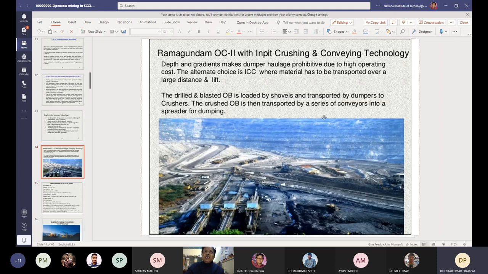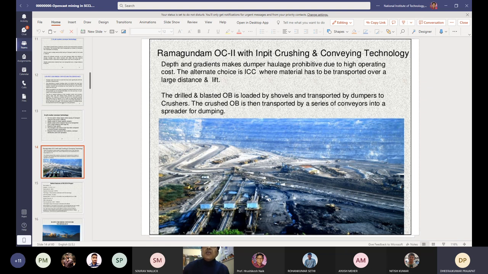So here you can see Ramagundam open cast project 2 in Singareni Collieries Limited, Andhra Pradesh. They are adopting the in-pit crushing and conveying technology. This is the mine which is situated in Ramagundam in the Singareni Collieries Limited.